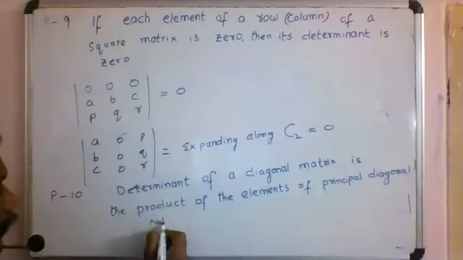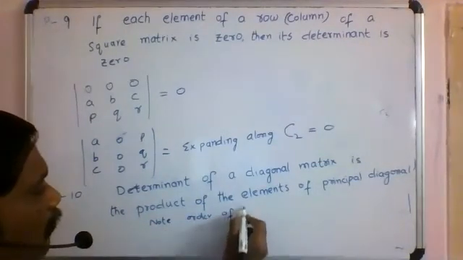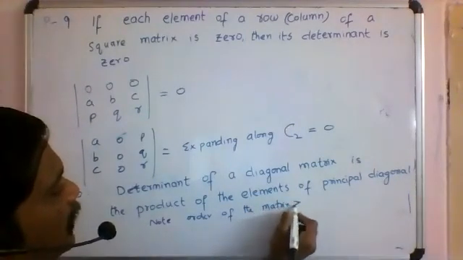Here, when I use principal diagonal, the order of the matrix must be greater than or equal to 2.